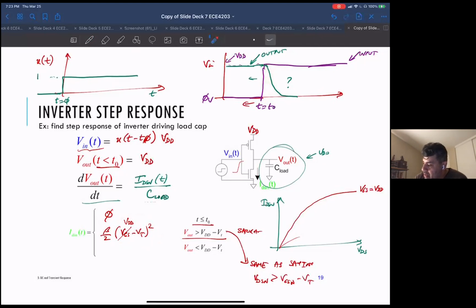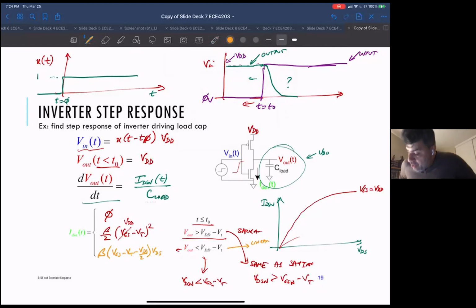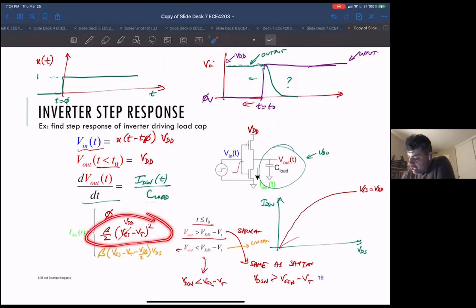Now, as the output keeps dropping, at some point, I go into this linear mode. Again, this is the same as saying VDSN is less than VGSN minus VT. So this is linear. This is beta times (VGS minus VT minus VDS over 2) times VDS. Okay, so that's the complication. This VGS should also be VDD, because again, it went infinitely fast, and this VDS is V out.